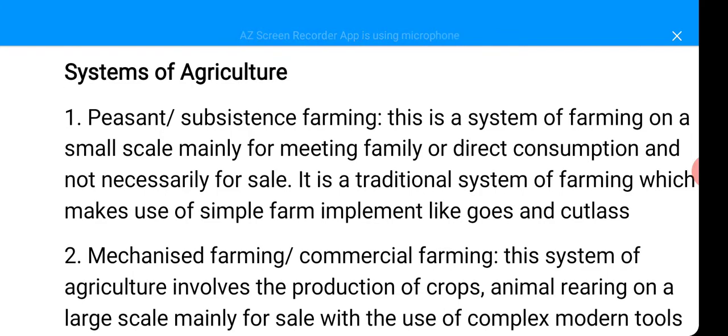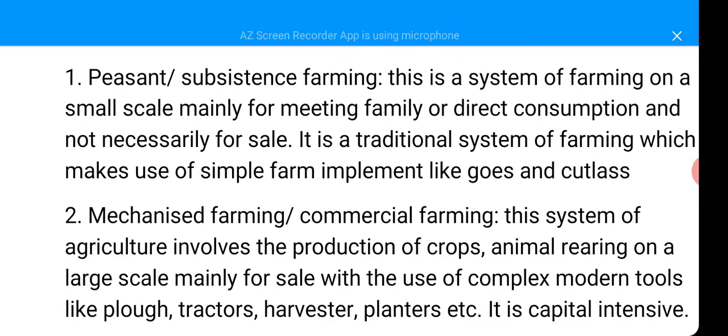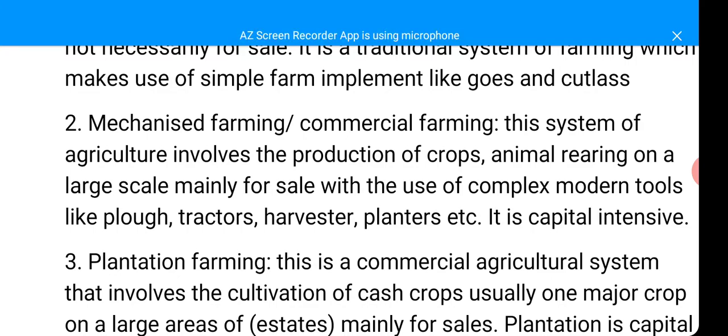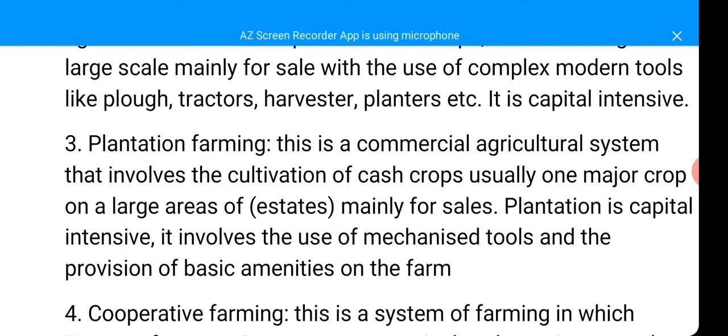We have the peasant or subsistence farming, that is farming that takes place on a small scale, making use of simple, crude implements like hoes and cutlasses, and it is majorly for consumption of the farmer and not for sale. We also looked at mechanized or commercial farming, that is farming that takes place on a large scale using mechanized or modern tools, and it is majorly to sell the products or the yields. Plantation farming is also another commercial agriculture system that involves cultivation of cash crops, usually one major cash crop, on a large area of land, using several acres of land to plant just one major crop.